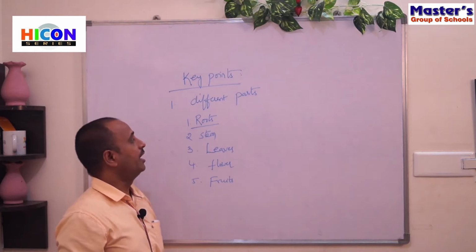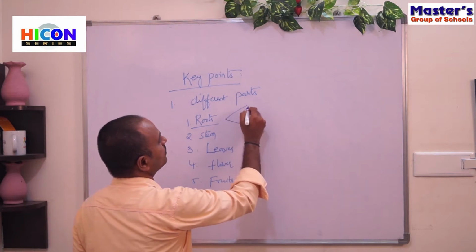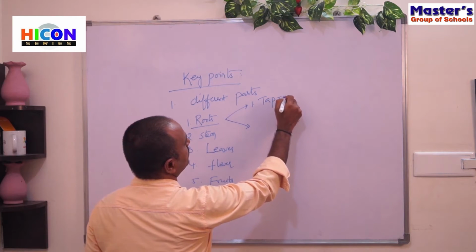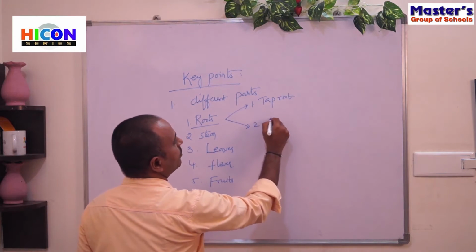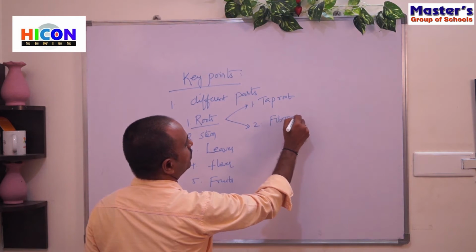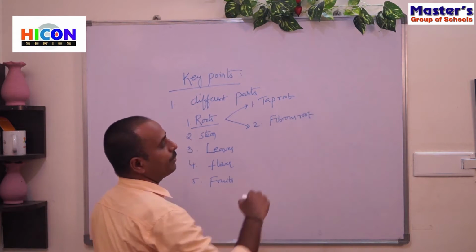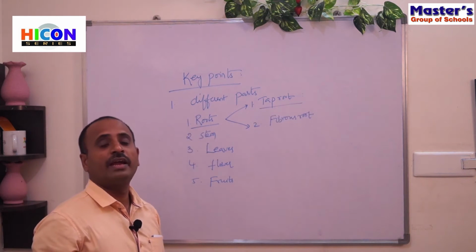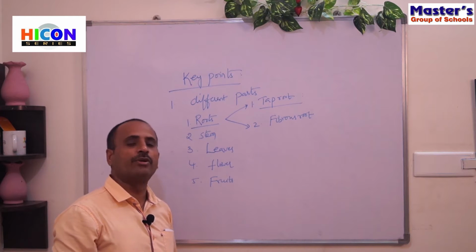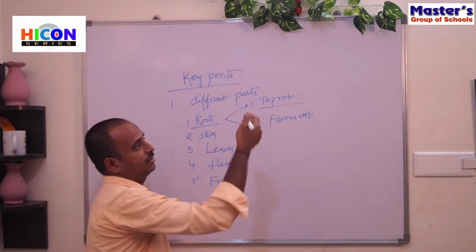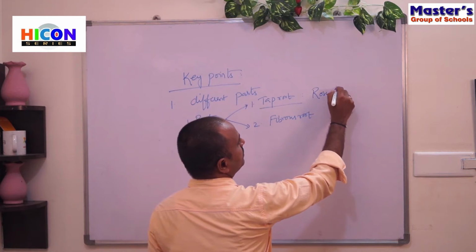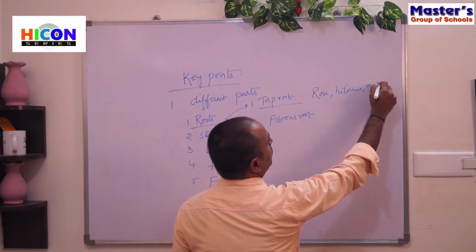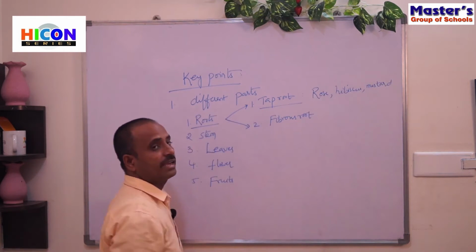And there are two types of roots, the first type is taproot and the second one is fibrous root. So there are two types of root system, taproot and fibrous root. In taproot there will be a main root and other thin roots will grow from the main root. Example, rose, hibiscus and mustard. So these are the plant examples for the taproots.